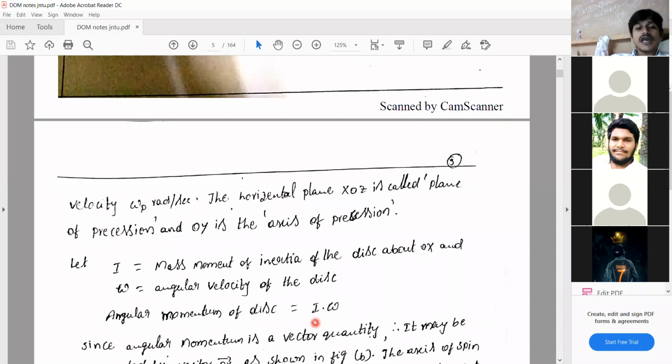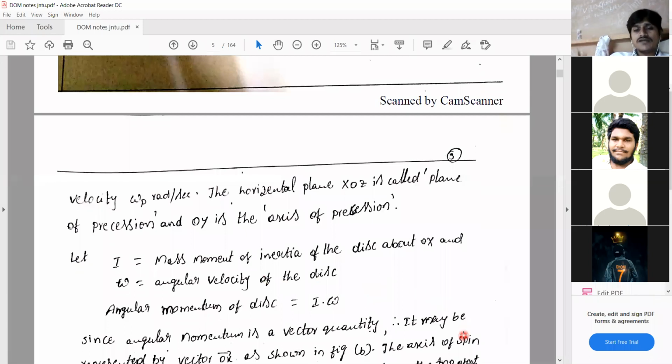But when we take the angular momentum of the disk, it is the mass moment of inertia into the angular velocity. That is the simple difference. Mass is replaced with mass moment of inertia, and velocity is replaced with angular velocity. So the angular momentum of the disk is I omega. Here the symbol notations are: I equals mass moment of inertia and omega equals angular velocity of the disk.